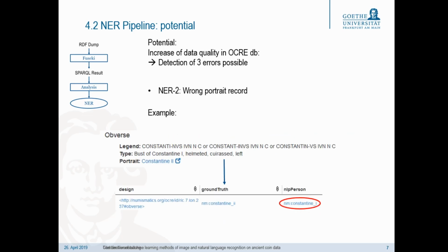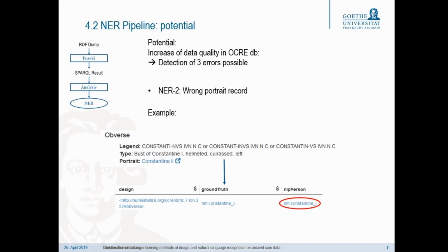So, the NER2 error consists of a wrong portrait entry as coin tooth. The example's design mentions the Emperor Constantine the Great, but the portrait's record lists his son Constantine II. In contrast, the NER approach result contains only Constantine the Great, which corresponds to the design. You can see that here.